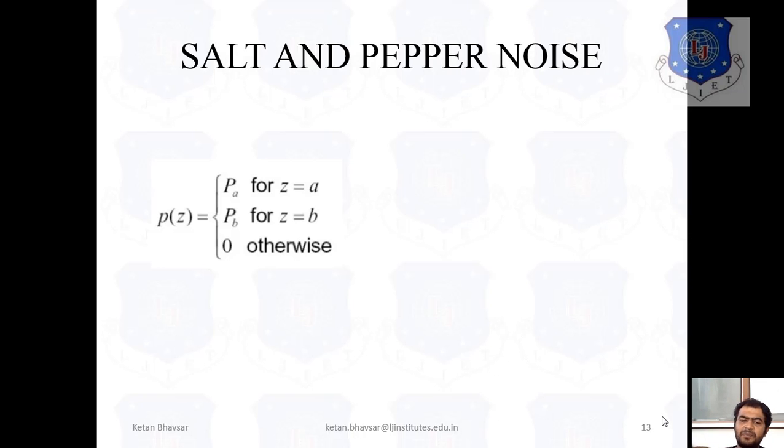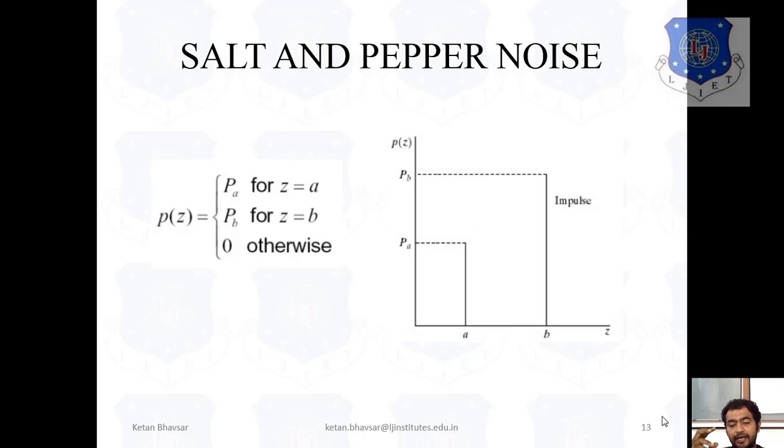So it looks like an impulse that you can see for the salt and pepper. It looks like white and black dots. So generally black and white dots are added in your image and try to degrade the quality of your image as much as possible. So basically because of this particular reason we degrade the quality of content.